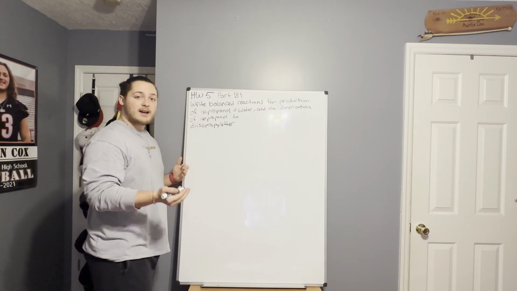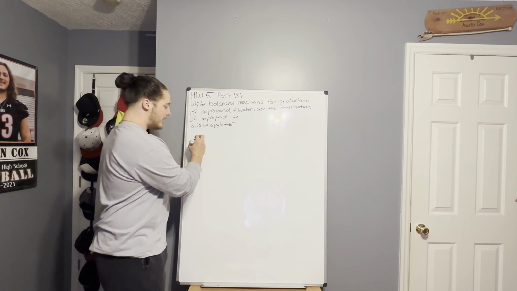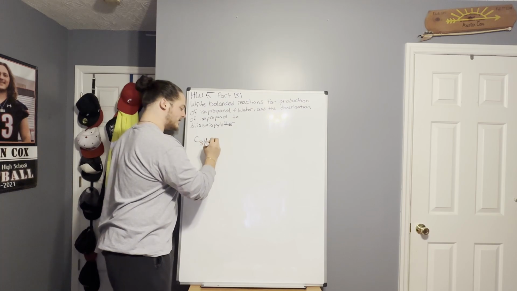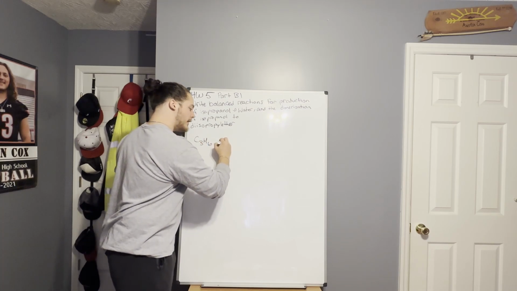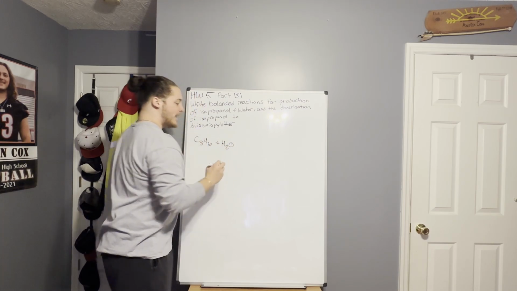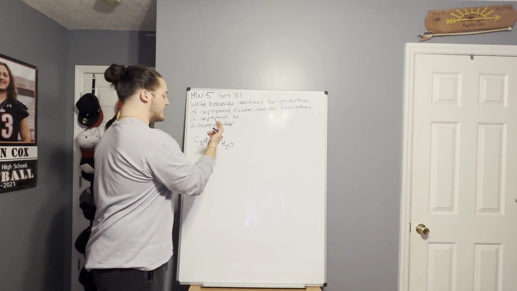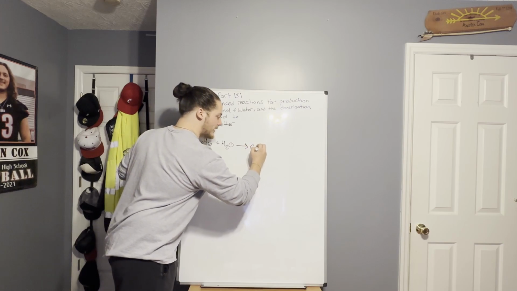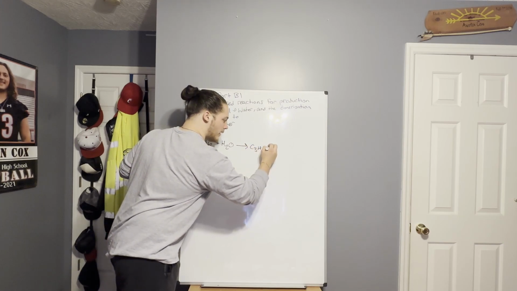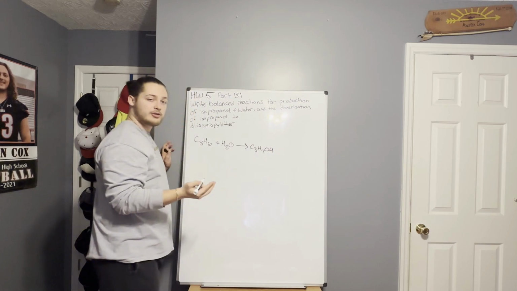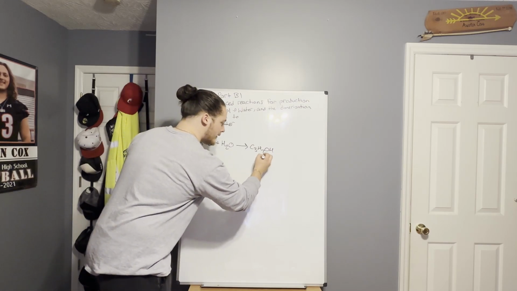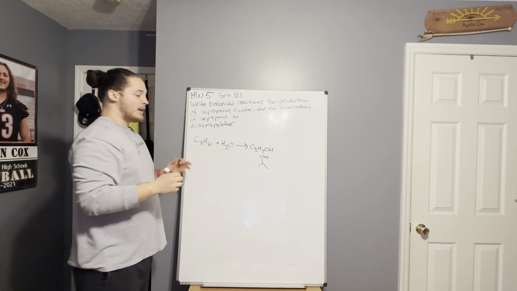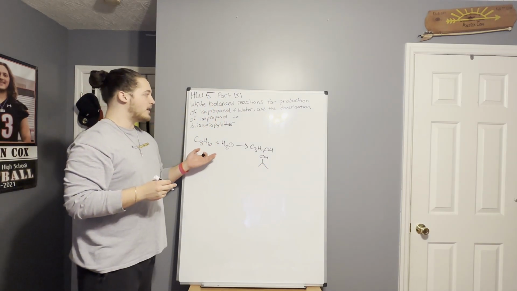And to synthesize isopropanol, we need to start with propylene, which is C3H6, and we are adding water, and the product of this is our isopropanol, which is C3H7OH. And the structure of this is like that. And so this is our first balanced reaction.